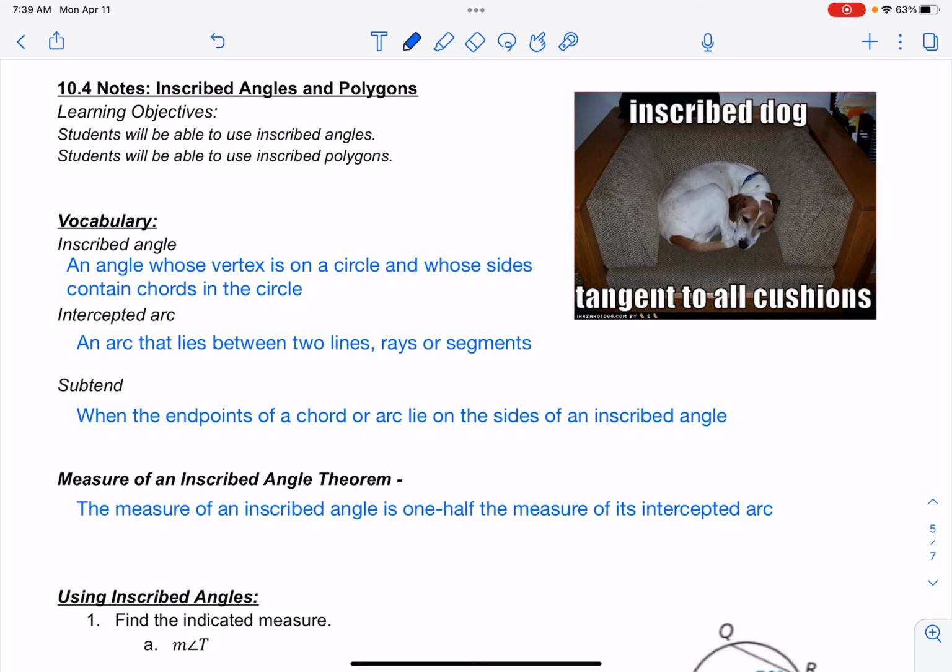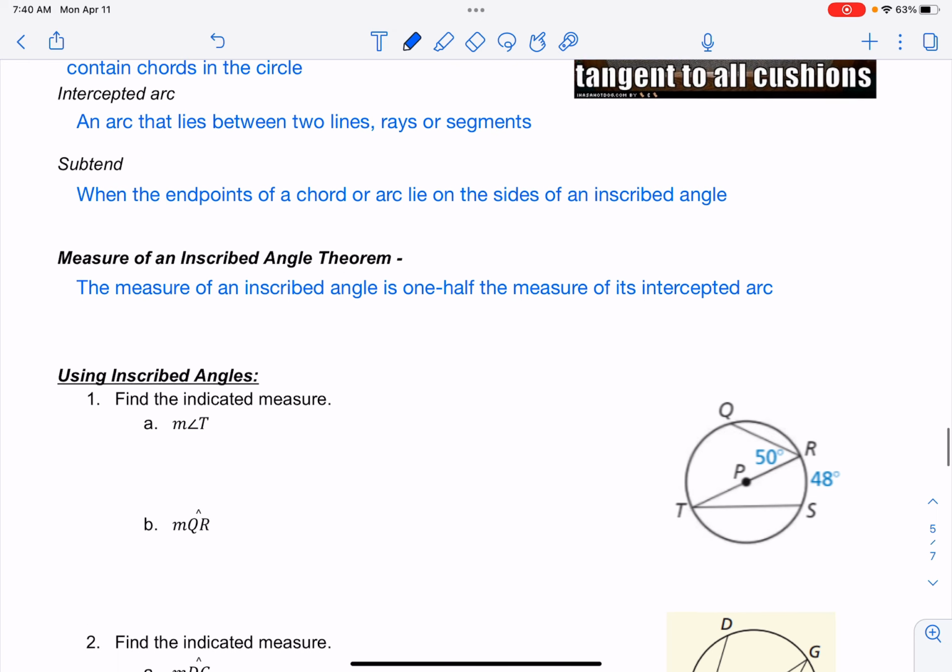And then the measure of an inscribed angle theorem. So this just states that the measure of an inscribed angle is 1/2 the measure of its intercepted arc. So remember, you can always pause this video, take a minute, copy down those definitions if you need to, but I'm just going to continue on.